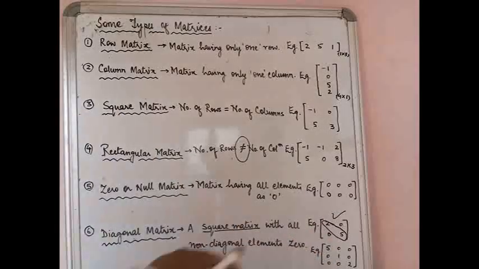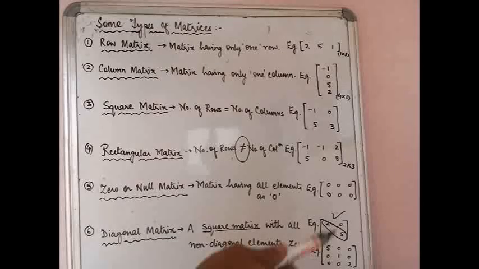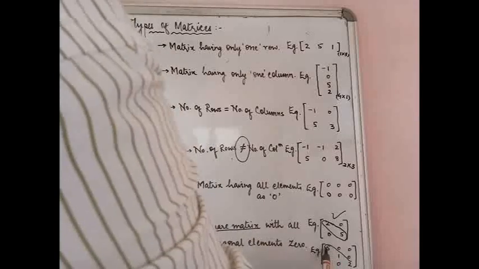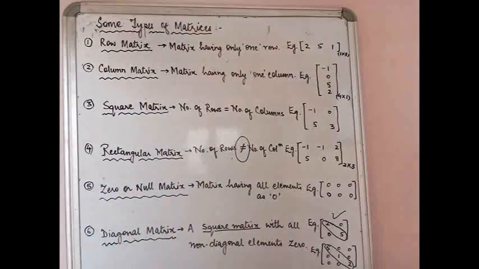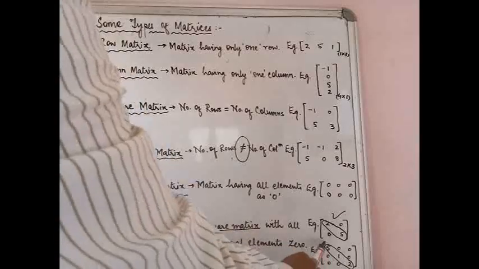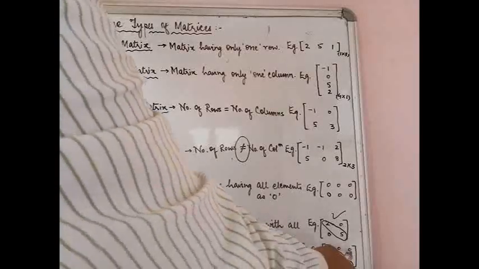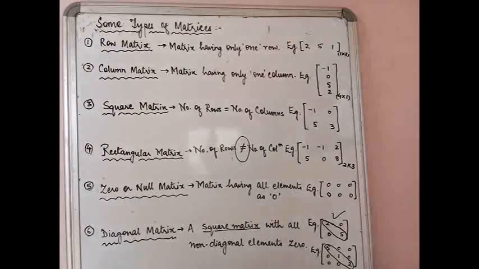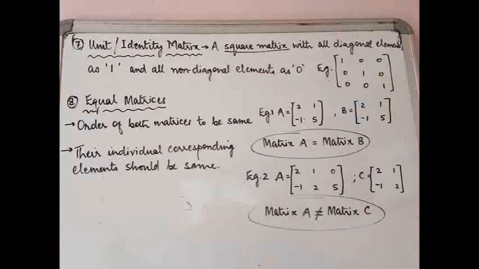Similarly, the second example that I have listed is also a square matrix, so check whether the non-diagonal elements are 0. First you single out the diagonal elements. These are the diagonal elements. Leaving the diagonal elements, all the others are non-diagonal elements, and these non-diagonal elements are 0. Therefore even this matrix will be called a diagonal matrix.